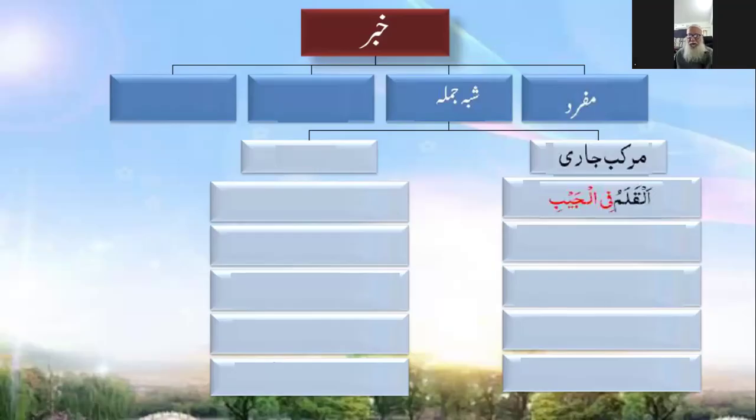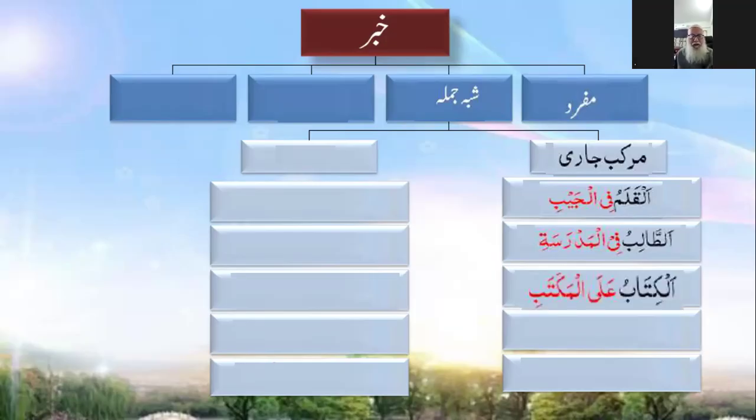For example, al-kalamu fil jaib. Al-kalamu, proper noun, coming in the beginning, mubtada is marfu. What about fil jaib? Fil jaib is jar majur. It is coming in the place of khabar. So it's a khabar. At-talibu fil madrisati. At-talibu is mubtada, proper noun, with dhamma. And fil madrisa is jar majur, coming as a khabar.